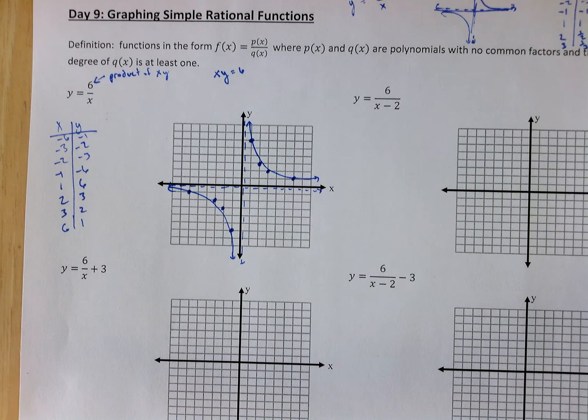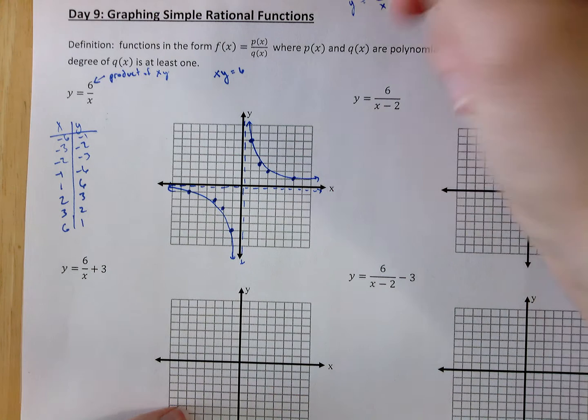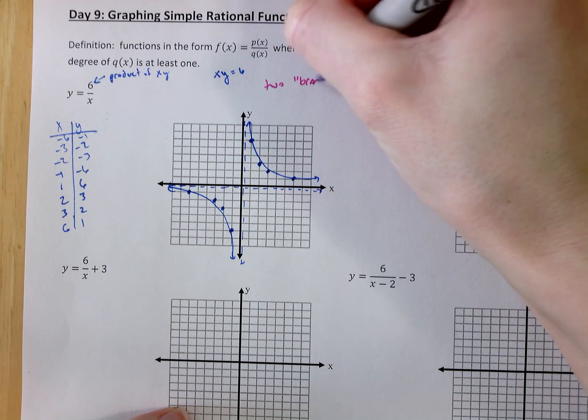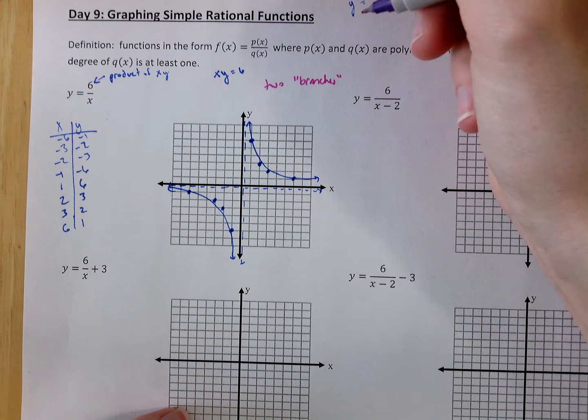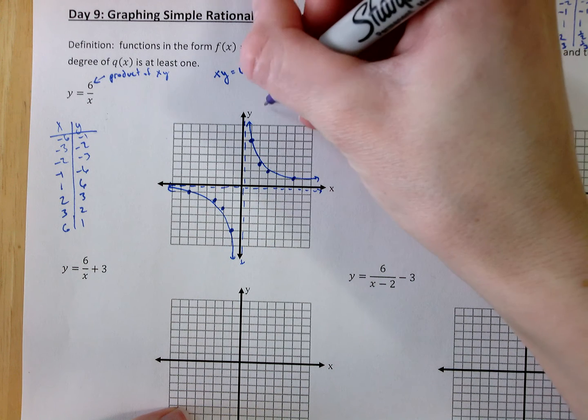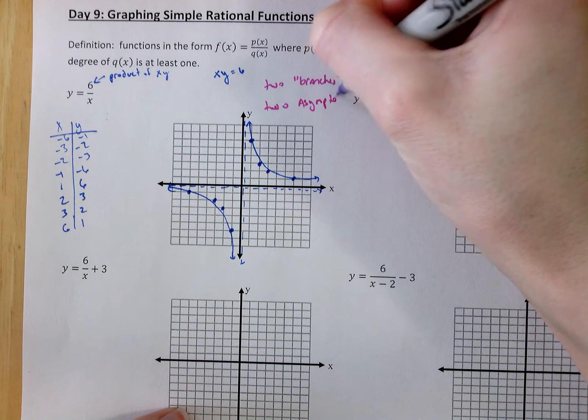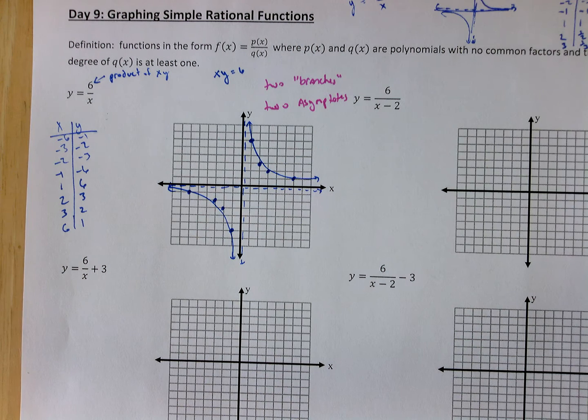Okay. So whenever you're graphing these kinds of functions, right, you're always going to have two branches, if you will, sometimes more, but usually two. And you're going to have two asymptotes. And that will be true for the level 1 and level 2 graphs that we do. The calculator assisted ones, that's when things are going to get a little bit fun.